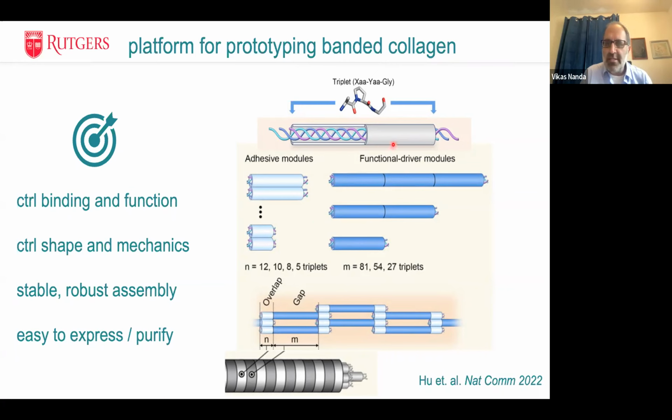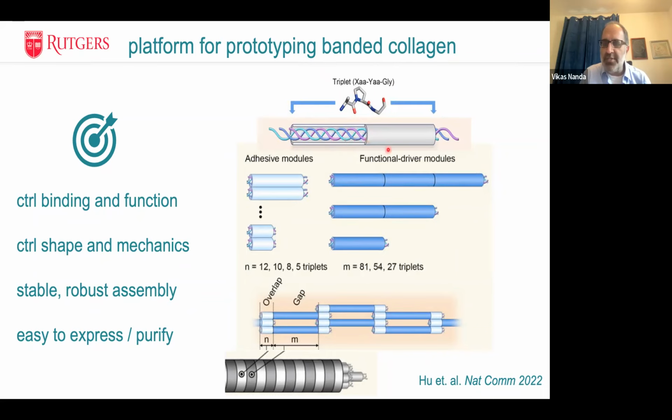And so the strategy looks like this. We made synthetic sequences where we follow the pattern of natural collagen, where you have 2 amino acids that are often proline, X and Y, and then a glycine every third amino acid. If you make a sequence with that repeat, they will assemble into a triple helix.